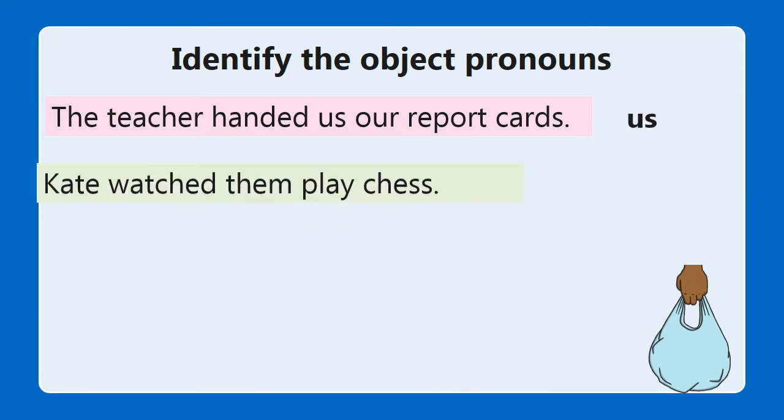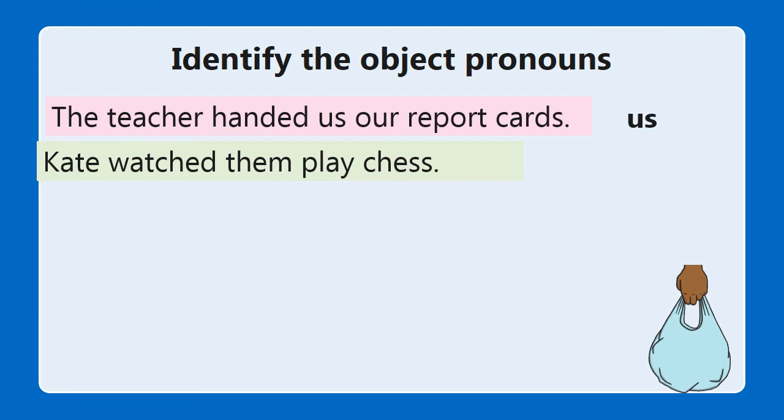Let's look at the second sentence. Kate watched them play chess. What is the verb in the sentence? The verb is watched. So all the words from watched to the end is the predicate part of the sentence. Them will be the object pronoun. So the object pronoun in the sentence is them.